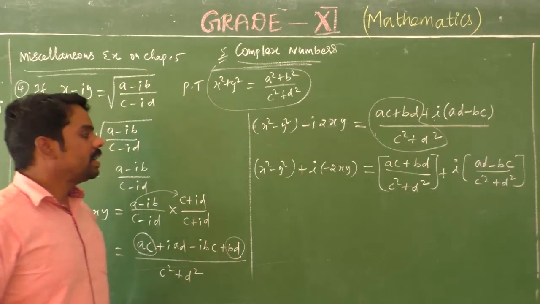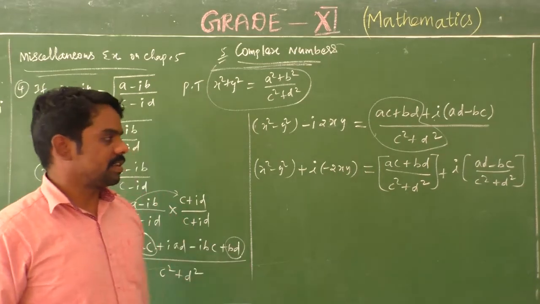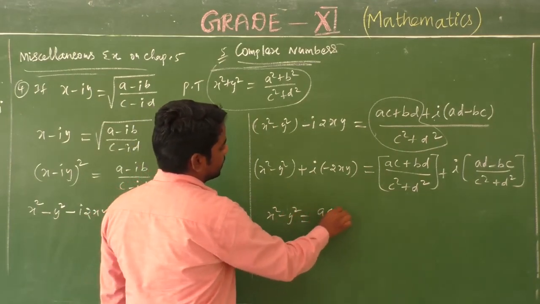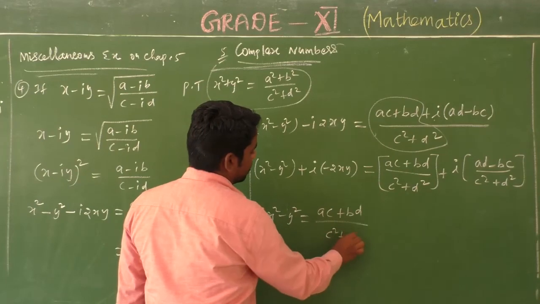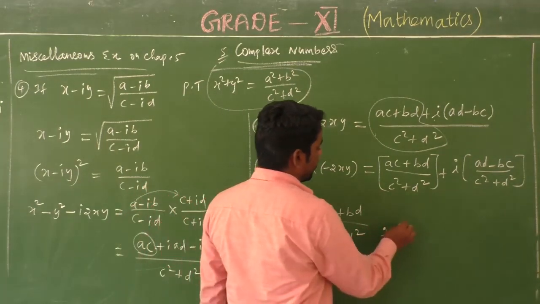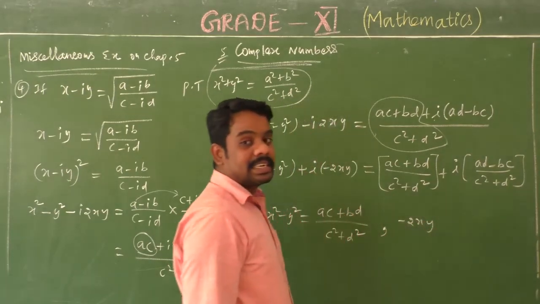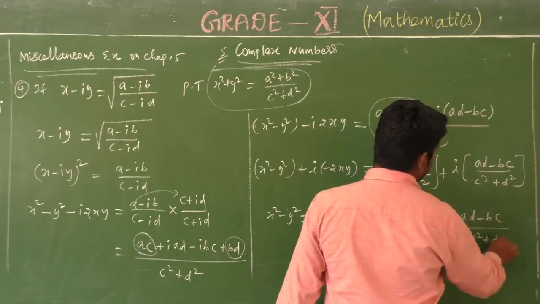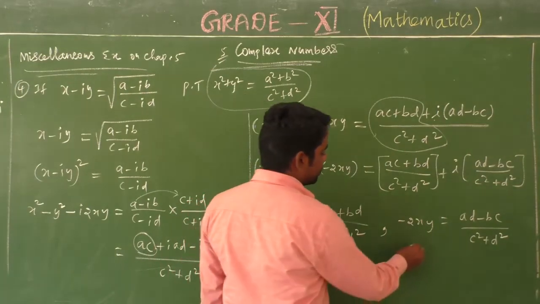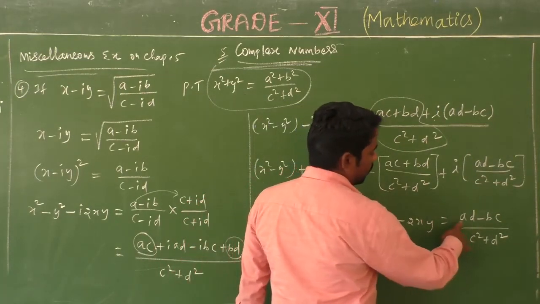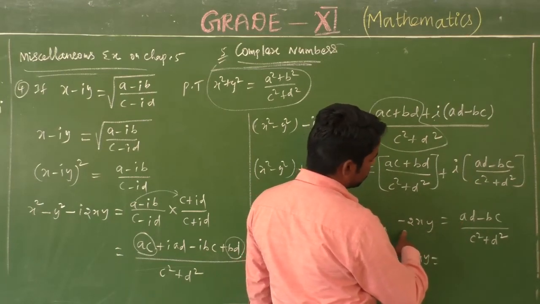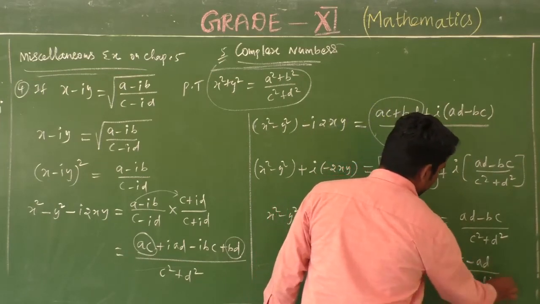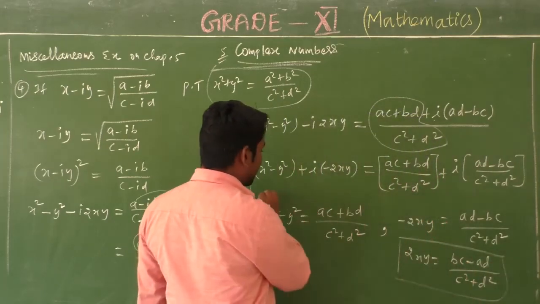Okay. Equating the real and imaginary parts of these two complex numbers: the real part is x squared minus y squared equal to (ac plus bd) divided by (c squared plus d squared), and the imaginary part is minus 2xy equal to (ad minus bc) divided by (c squared plus d squared). Then multiplying both sides by minus, plus 2xy is equal to (bc minus ad) divided by (c squared plus d squared). This is 2xy, and this is x squared minus y squared.